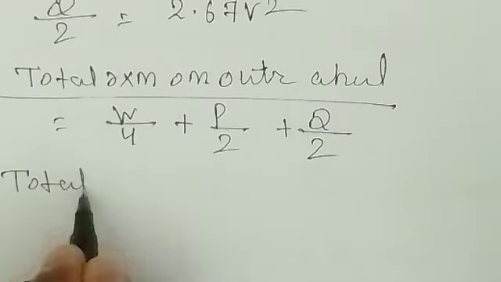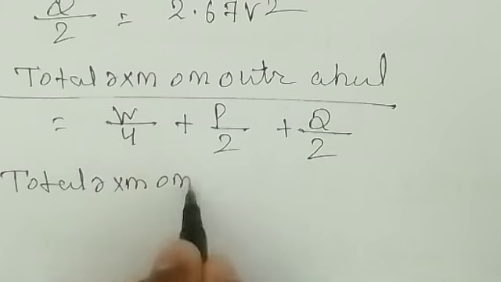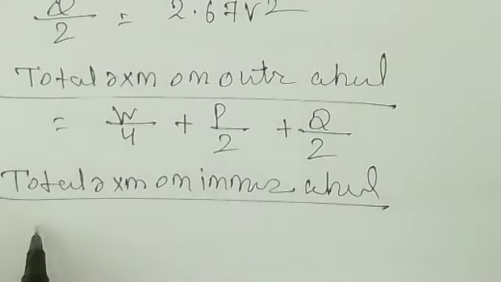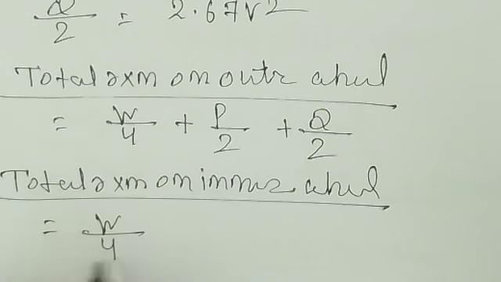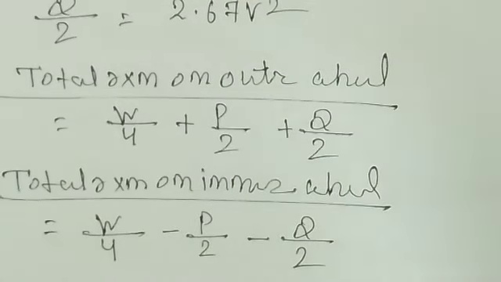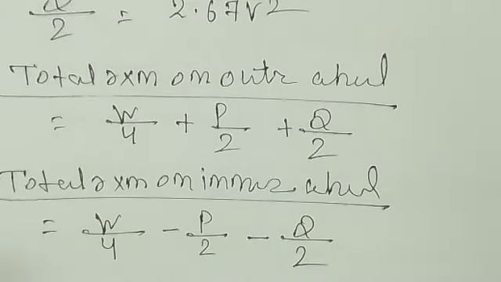Again, the total reaction on the inner wheel is W by 4, vertically upward, and minus P by 2, the gyroscopic reaction, which is downward on the inner wheel. Due to the overturning couple, the vertical reaction is also downward on the inner wheel, so it is minus Q by 2. So the total reaction on the outer and inner wheel we got.